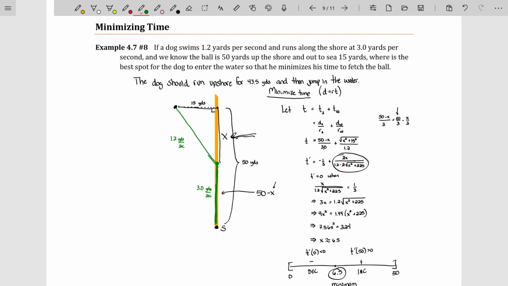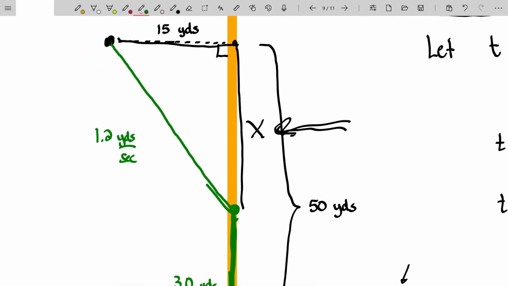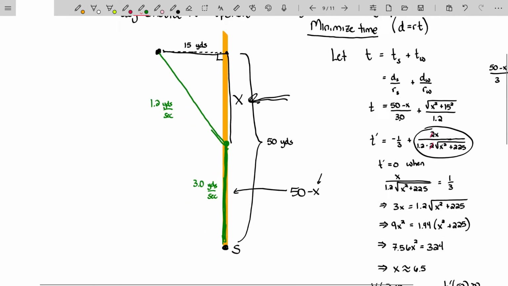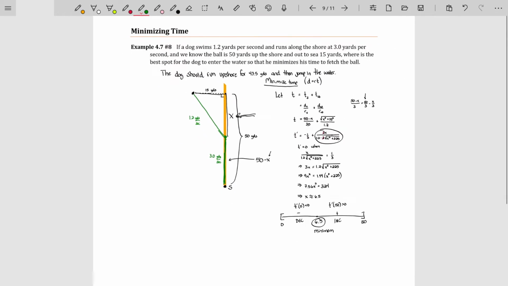You'll see these also written as minimizing costs. Somebody's laying pipe into the ground and it's really cheap to dig into the ground, but they have to get across the river at some point and it's really expensive to dig across the river. So where's the best point to start digging into the river? That's a fairly typical example like this, but in that case, it's minimizing cost.